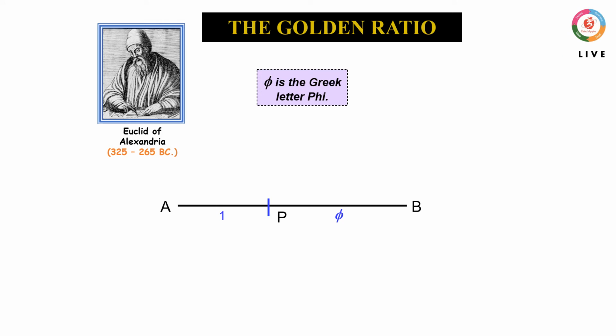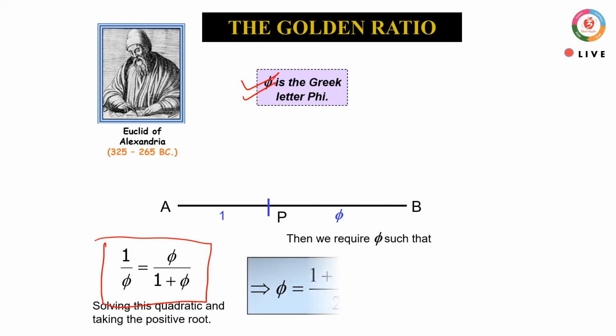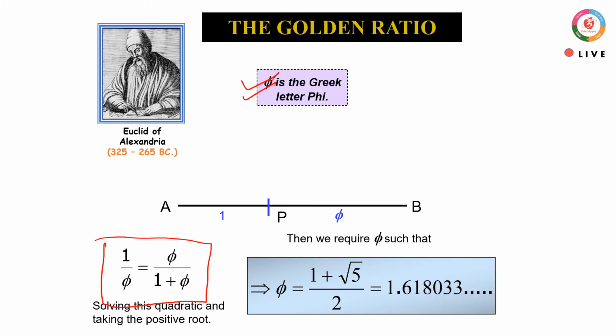The golden ratio is represented by the Greek letter phi. If you solve the equation 1 by phi is equal to phi divided by 1 plus phi, the result is the golden ratio. In irrational form, it is 1 plus root 5 by 2, or 1.6180333, and so on. That's all fine. Why are we learning this? What is the importance of this? Surprisingly, the golden ratio is omnipresent, I told you.